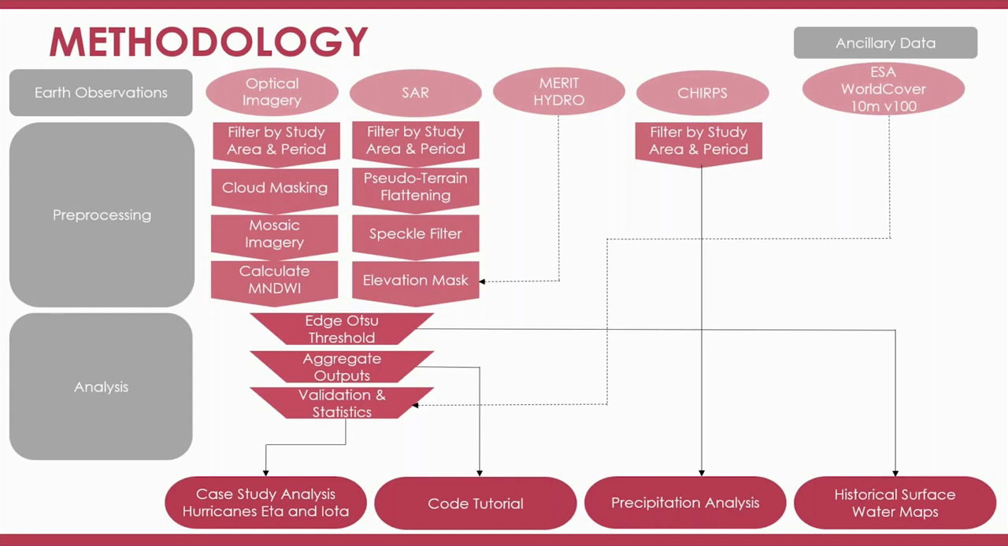And then we use the JRC yearly water classification history dataset to mask out permanent water areas. So then we have a resulting final flood map. And after EdgeOtsu thresholding, we aggregated our outputs and looked at the flooding impact over various land cover types in the region.